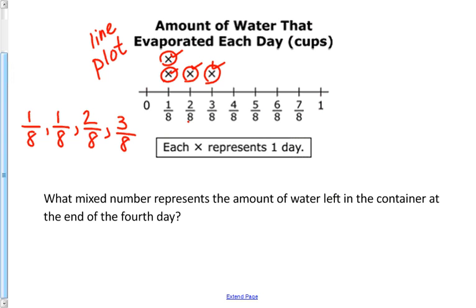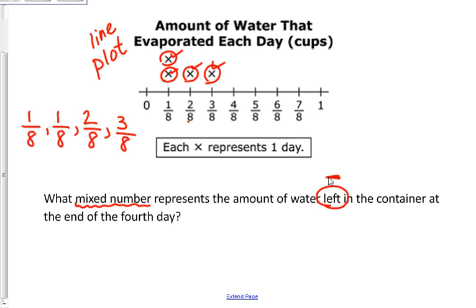What mixed number represents the amount of water left in the container at the end of the 4th day? Now this is similar to the question that we answered yesterday. So I'm going to think about this as a word problem and circle and underline the things that I need. What mixed number? So that's going to be my answer. It's going to be in a mixed number. Represents the amount of water left is going to be a key word telling me about the operation. So left is telling me that I can subtract.